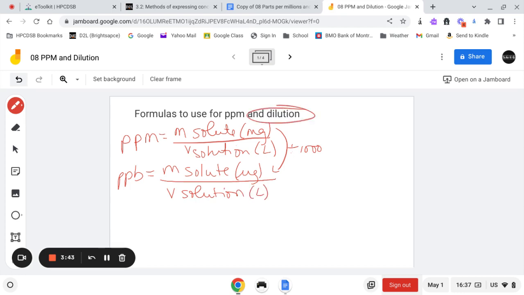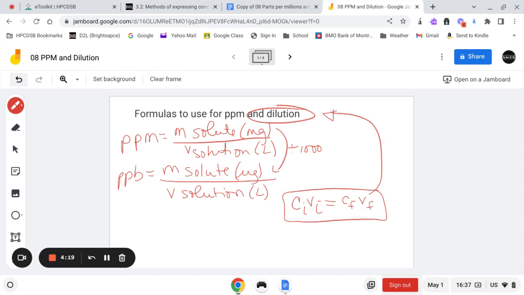Now for dilution, dilution is taking a solution that is already made and just adding water to it. So all you're doing there is changing the concentration and volume. And so what we do is we use the formula C1V1, or sometimes we'll use I's. I'm going to use I's. So the initial concentration and the initial volume will equal the final concentration and the final volume. Okay, so that is my formula for dilution.